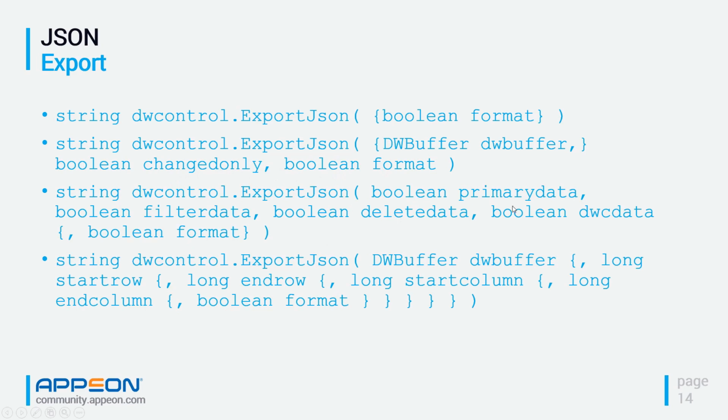This third method has flags for each of the buffers. So there's one for primary, one for filter, one for delete, and one for the DataWindow children. So you can get the data from multiple buffers this way, just by passing true for whichever buffer you want the actual data out of. And then finally, this last one allows you to specify one buffer, but it allows you to specify starting and end rows and starting and end columns. So if there's only a certain subset of the data that's in the DataWindow that you actually want in the JSON, you can use this version of the function just to get that subset of the data.